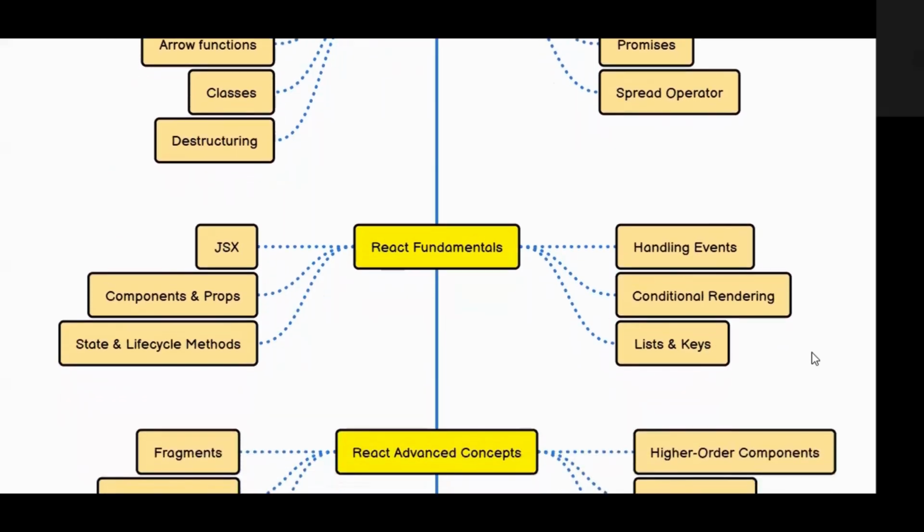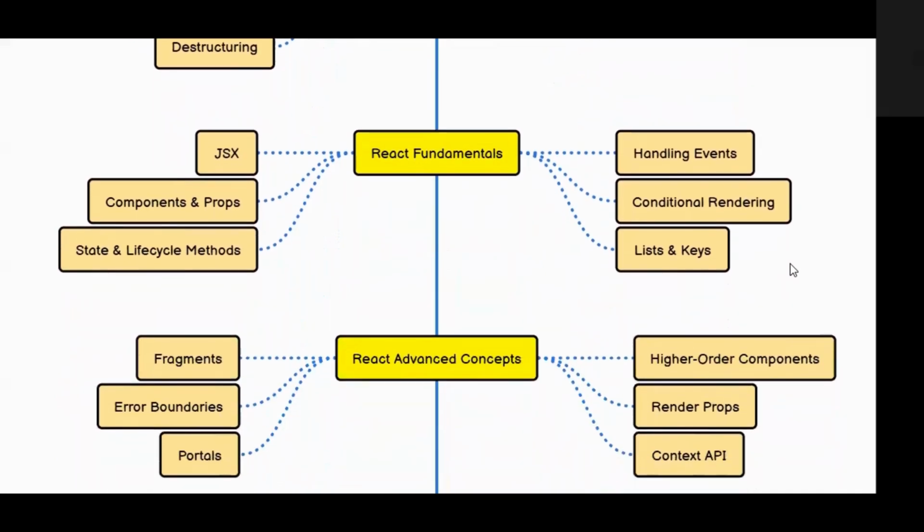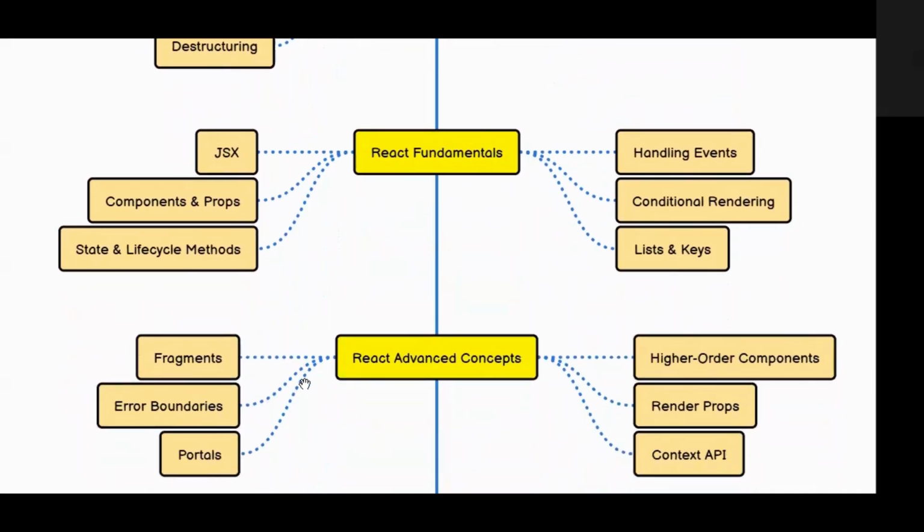And then next, you need to know some advanced concepts, which include fragments, how they work, and some error boundaries, how portals work, and why you need to use that. And then what is the difference of higher order components, how they work and why they are good, and how render props work and the very good context API, which is mostly used for state management.